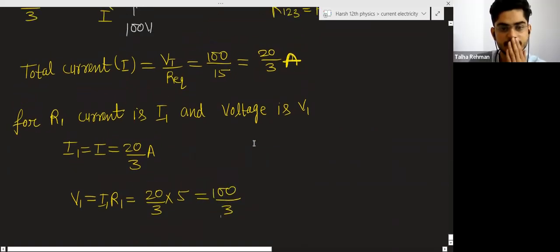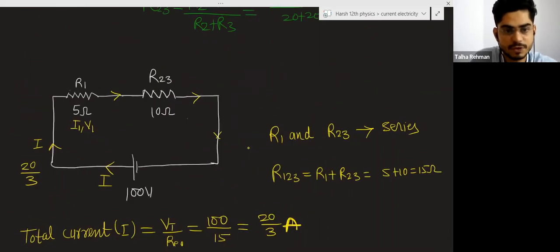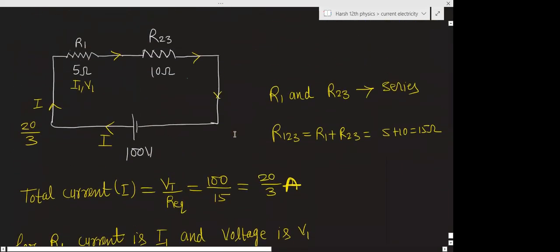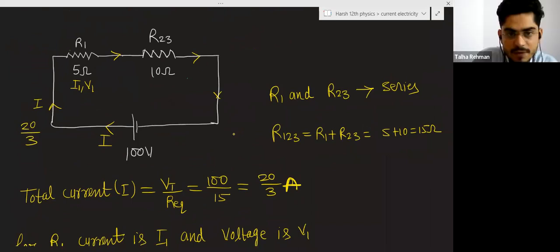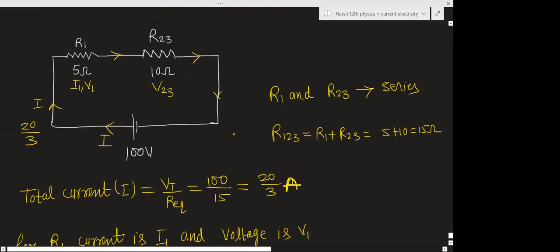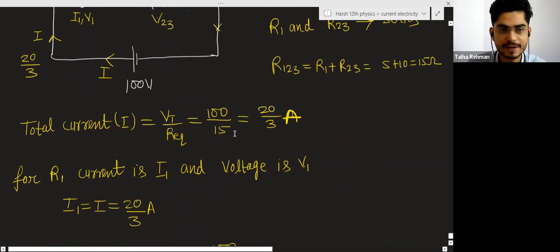So we have this V1 as equal to 100 divided by 3. Means voltage across this 5 ohm resistance is 100 by 3. Now we will calculate the voltage across this V23, means voltage across this 10 ohm resistance.